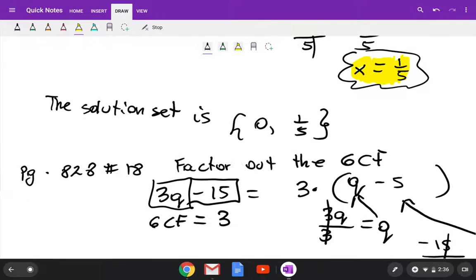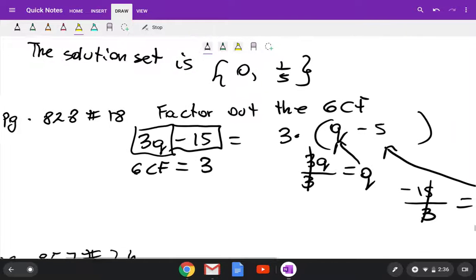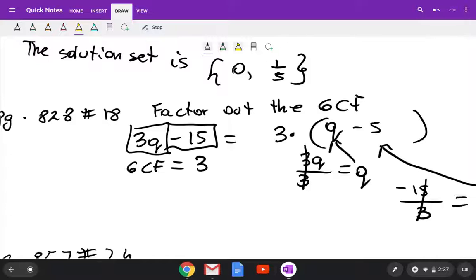Next problem from the review was on page 828, number 18. Again, so much factoring in this section. They ask you to factor the GCF out of 3q minus 15. The GCF between 3 and 15 is 3. So I factor out the GCF.